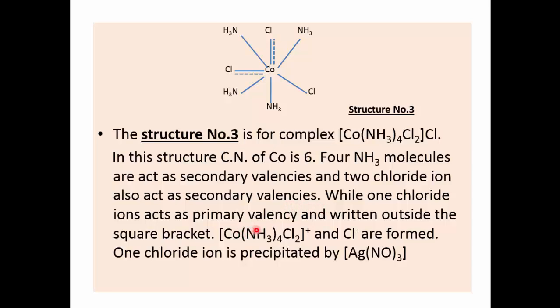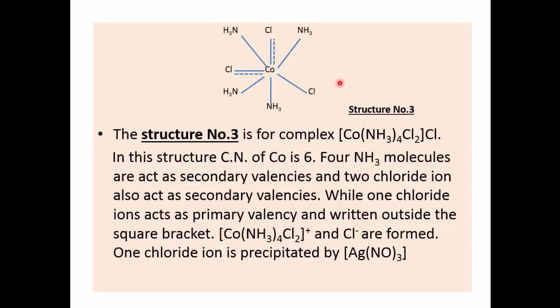While 1 chloride ion acts as primary valency written outside the square bracket. These are the 2 ions formed by this complex. So this is the cation, cobalt NH3 4 Cl2. On this square bracket there is +1 charge. How? +3 from cobalt, 0 from ammonia, -2 from this chloride ion. So there is +1 charge on this complex cation, and 1 chloride ion is present outside the square bracket. It is ionizable, acts as primary valency, and it is precipitated by silver nitrate.